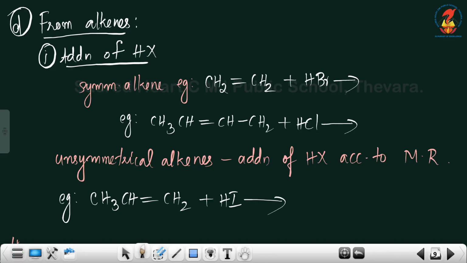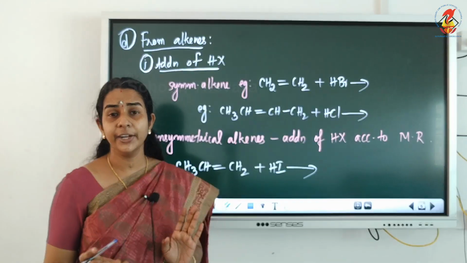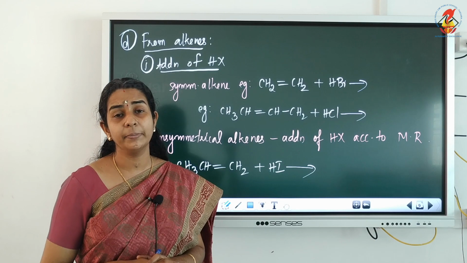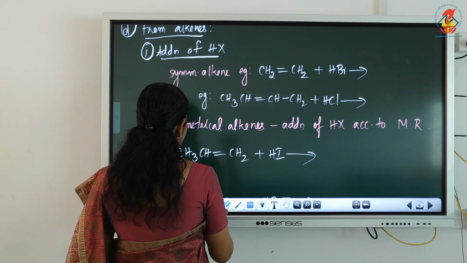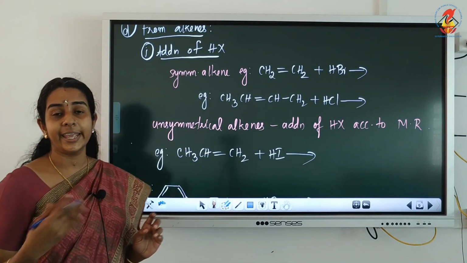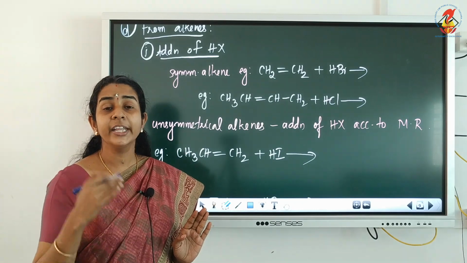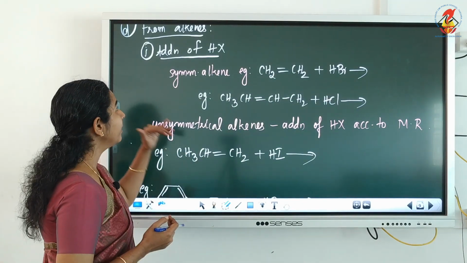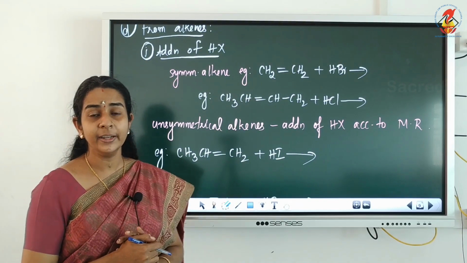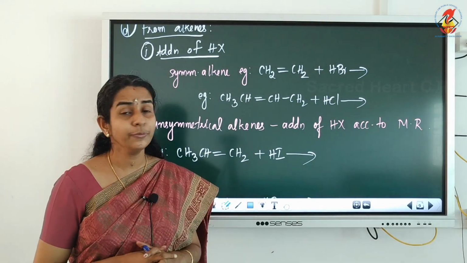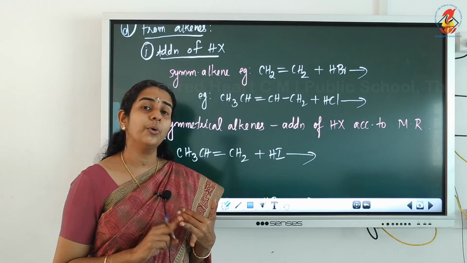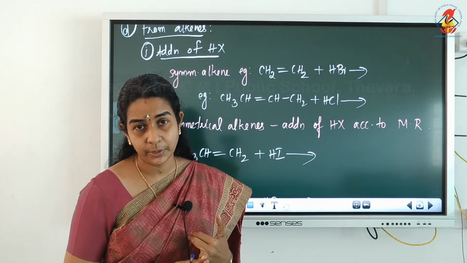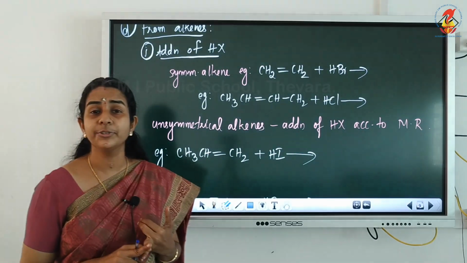Now the next type of hydrocarbon, that is alkenes. What are alkenes actually? They are hydrocarbons containing at least one carbon-carbon double bond. First we will see how we can prepare halogen compounds from alkenes. Yes, by the addition of HX to alkene. Already in class 11 we studied that addition of HX to an alkene follows either Markovnikov's rule or anti-Markovnikov's rule, only if it is an unsymmetrical alkene.